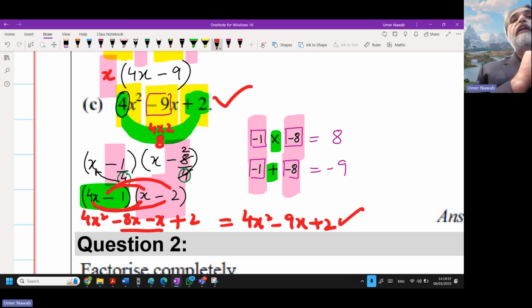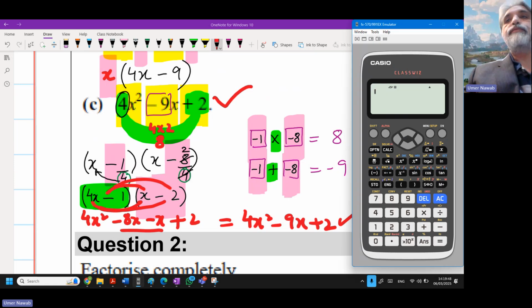So be careful in the final exam if I give you any quadratic trinomial. This is called a quadratic trinomial. Its factorization can be done in this way. Now, let me show you if your calculator has this function. I don't know. I am using the 99FX, which I have already recommended.